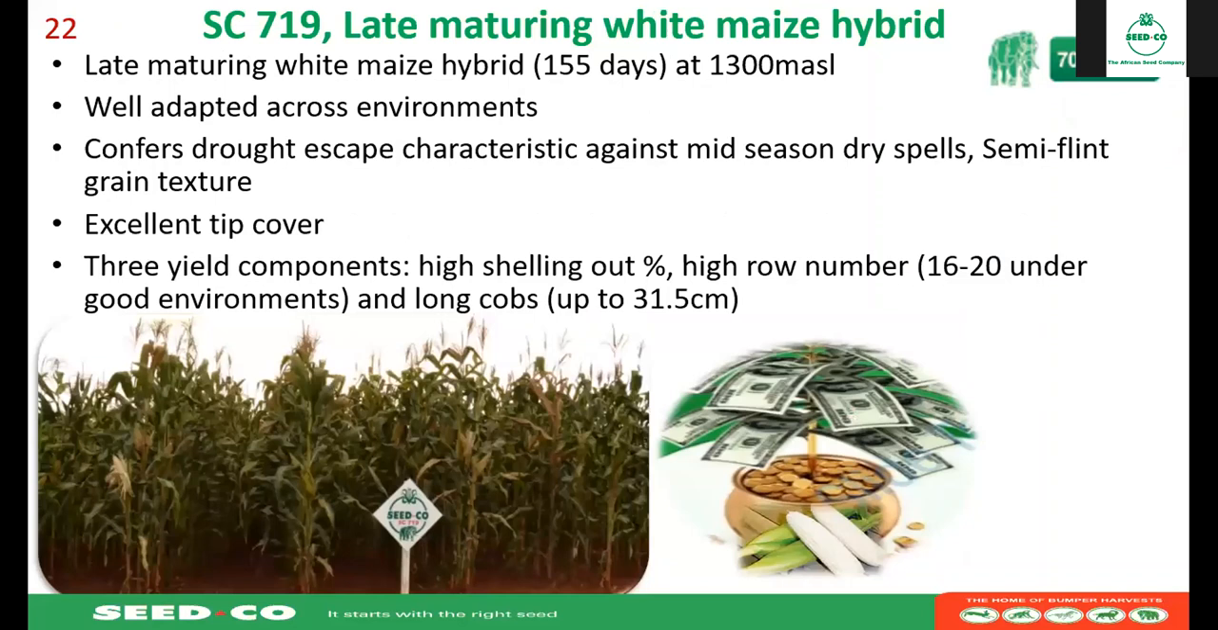We also have the SC719 in the late maturing varieties, a variety that will give you a sizable cob with closed tips that are desired on the market. It also gives you good drought and moisture stress tolerance, and it is well adapted for a wide range of environments, with characteristics that are desired as well for stay green.